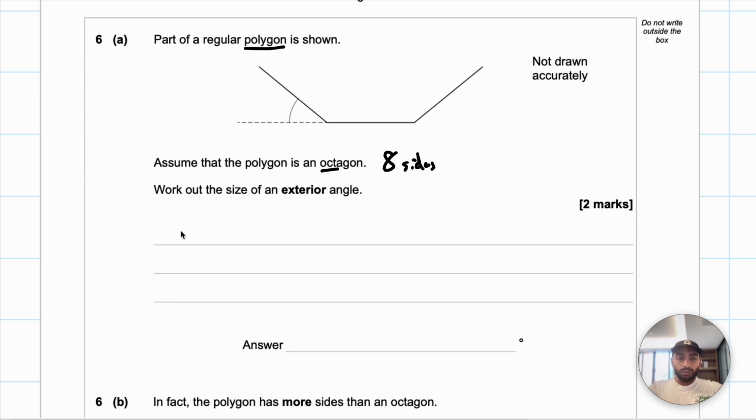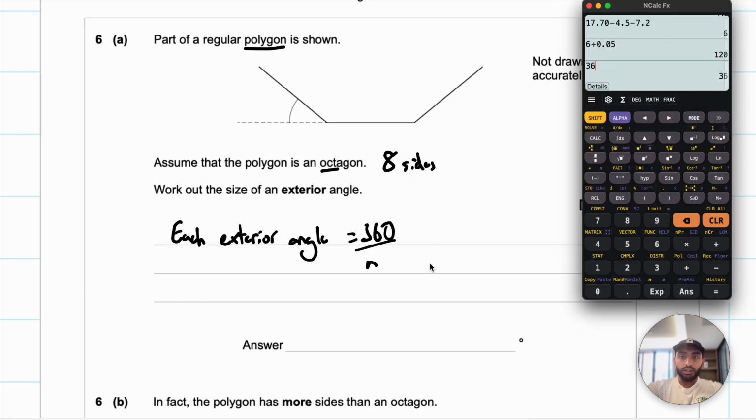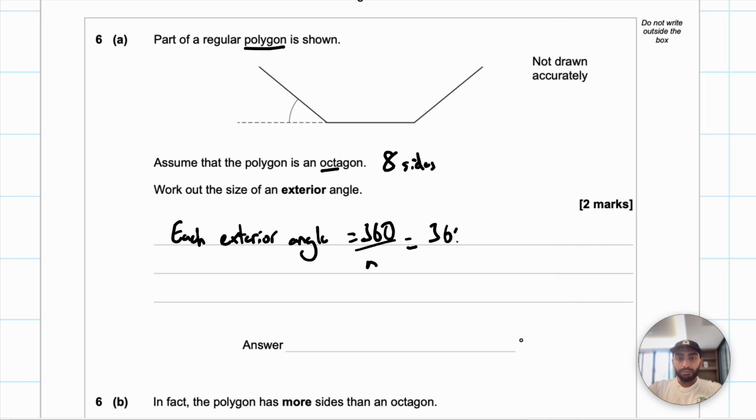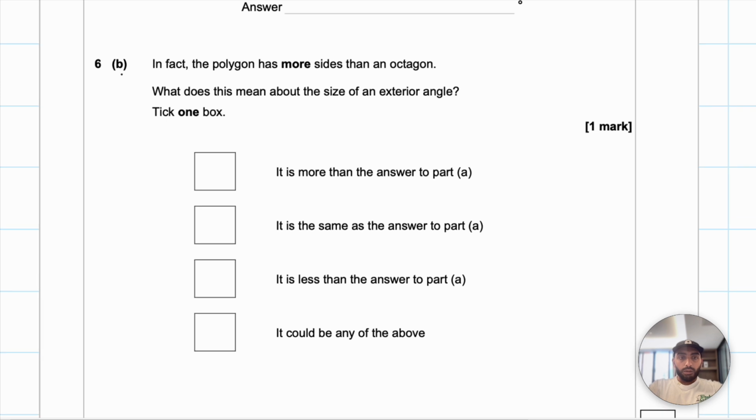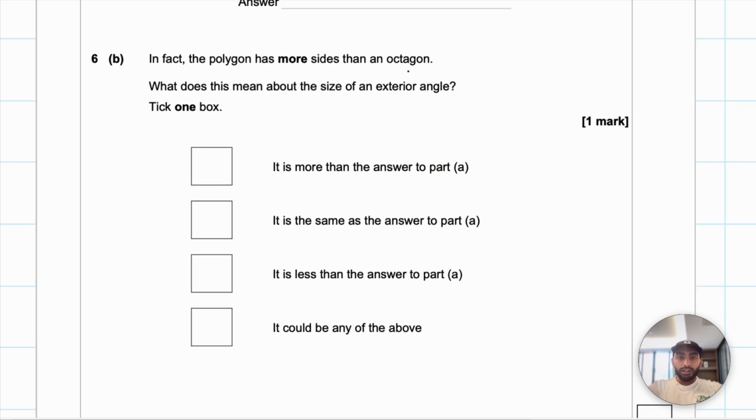The formula that we need to know here is each exterior angle is equal to 360 divided by n. And here n is the number of sides. So 360 divided by 8, which gives me 45. 45 degrees.